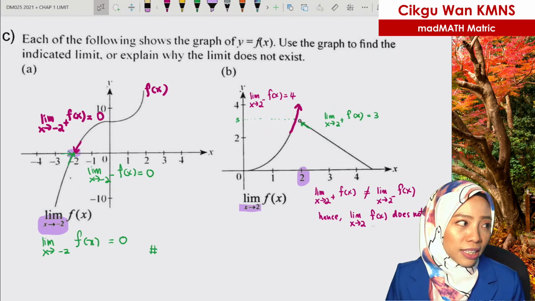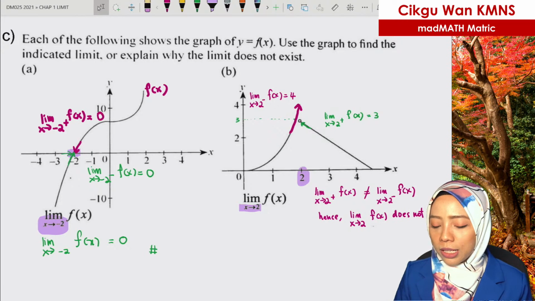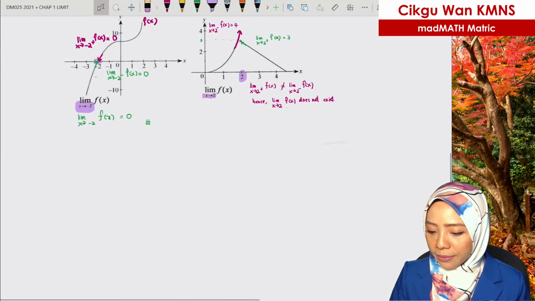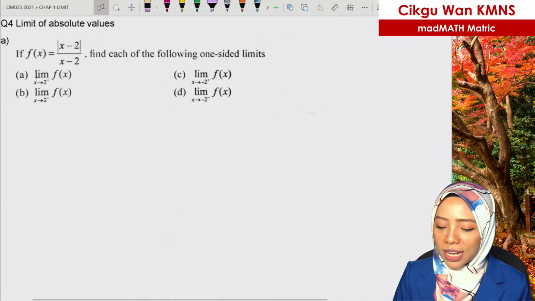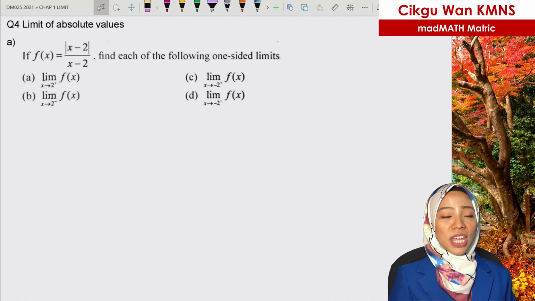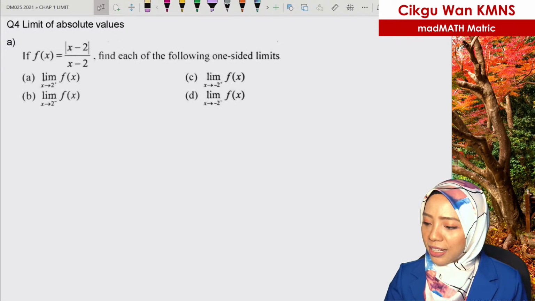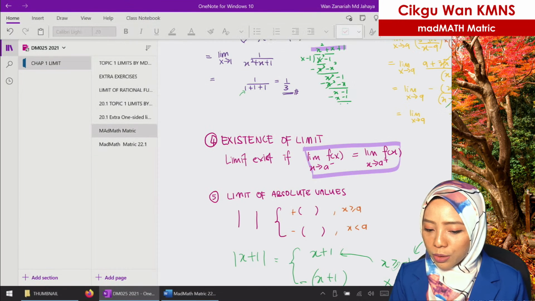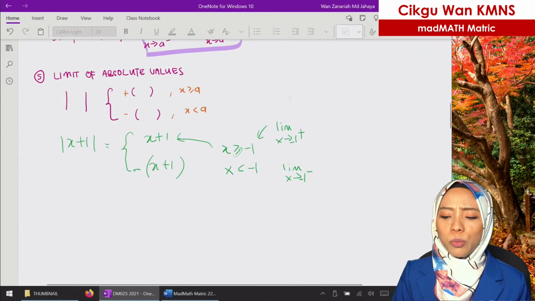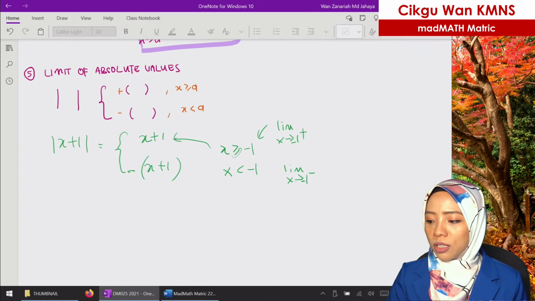Alright, can we continue? Okay, we will continue. Next question. Sekarang kita nak tengok the limit of absolute values. Ni yang tadi Teacher Wan cakap tadi. Ini adalah yang terakhir dalam syllabus you. So lepas ni boleh buat latihan je sebab dah faham semua.